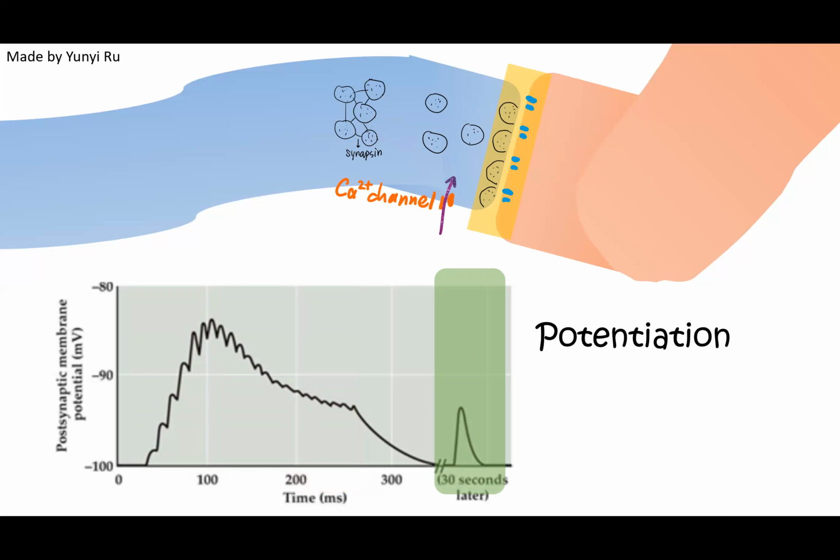At last, on a time scale of 10 seconds to minutes, there is potentiation. The prolonged increase in presynaptic calcium ions makes synapsin dissociate from the vesicles, thus releasing additional vesicles from the reserve pool.